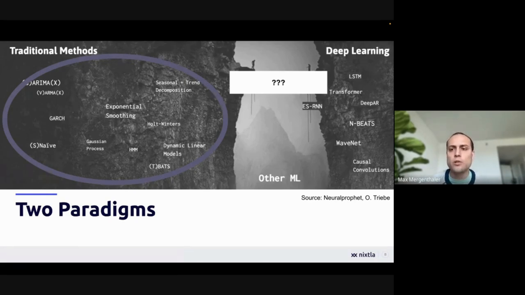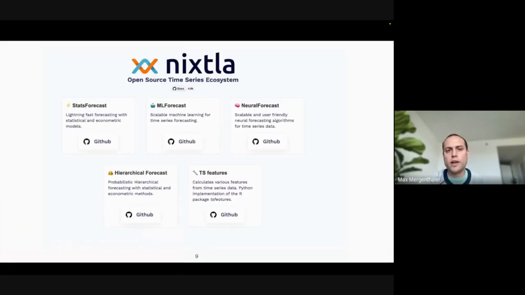What we're trying to do is really create a comprehensive, holistic approach to the field, where we are trying to offer tools for practitioners in all traditions. For those of you familiar with Nixla, you know that we are a set of libraries for Python, open source, MIT license. That means you can use it for whatever purposes you want. And we have mainly three libraries that include different models.